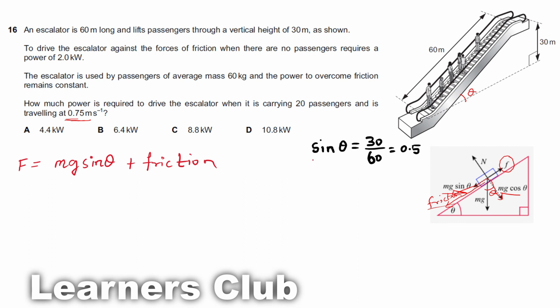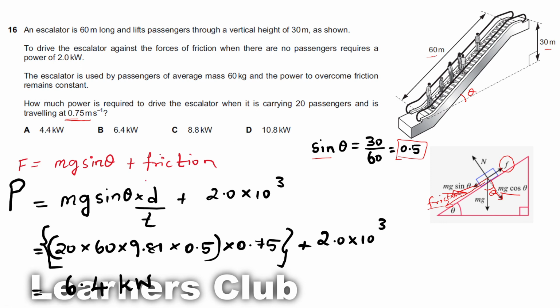You can use this formula. Sine theta is equal to opposite by hypotenuse. So here the opposite is this side, which is 30 meter, and hypotenuse is 60 meters. So sine theta will be 0.5. Next is we have to find power. Power is equal to energy over time. So in this case, this is the force. Force into the distance divided by time will give you the energy for this part, plus power required to overcome this friction is given as 2.0 kilowatt.